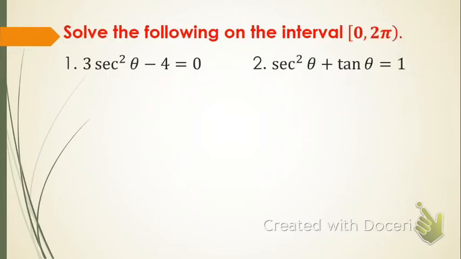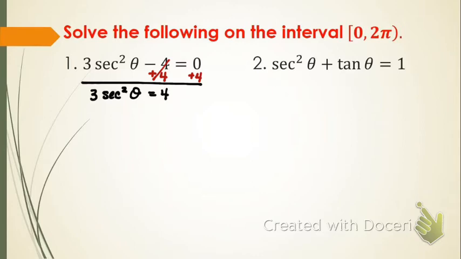Talk to me on number 1. What do I need to do if I want to solve that? We're going to add 4 to both sides, because what's my goal? Yep, I want secant squared isolated. I want my trig function isolated. So 3 secant squared theta equals 4.